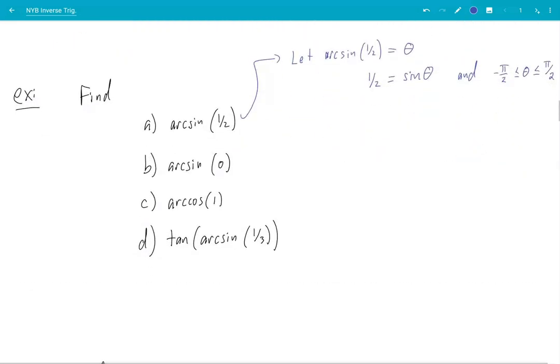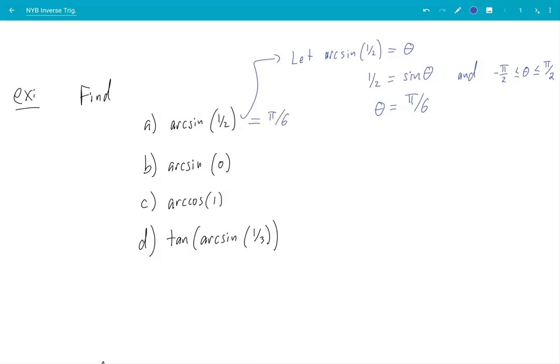Okay, back to what we were doing. So I'm trying to solve this problem here. Solve for theta. Okay, so which theta gives me 1/2 when I apply sine to it? Okay, from my knowledge of the unit circle, I get pi over 6, right? So that's my answer to arc sine of 1/2. So it equals pi over 6.